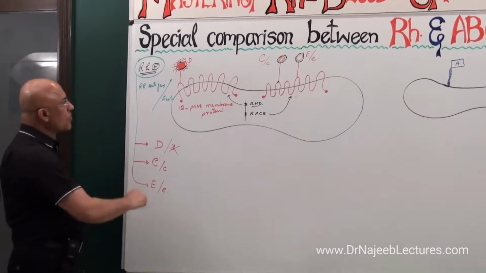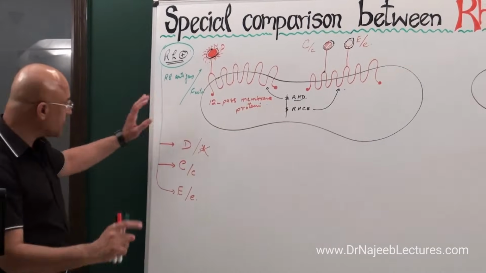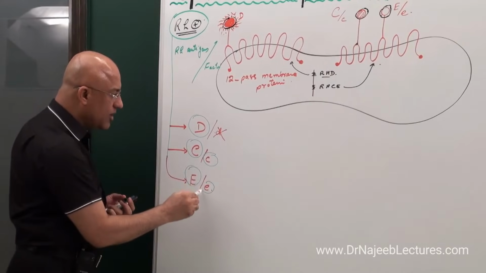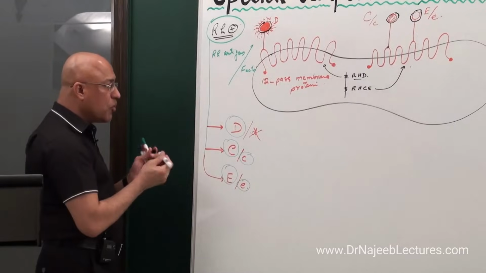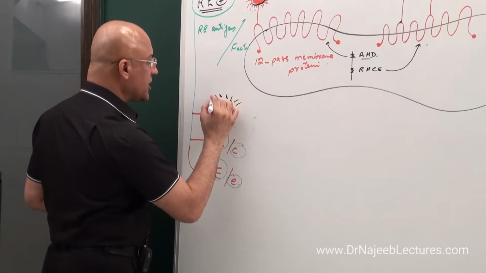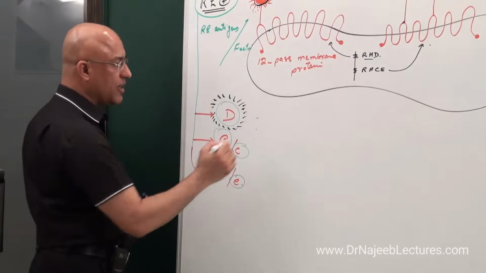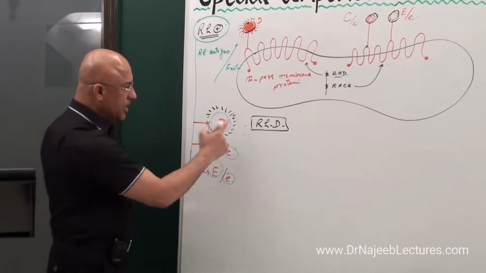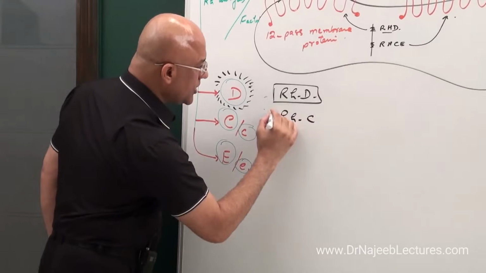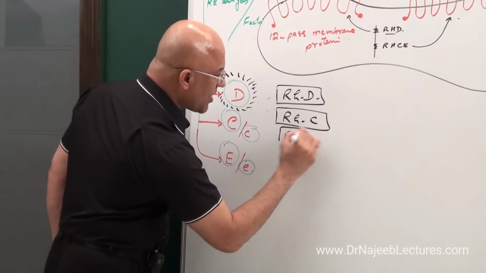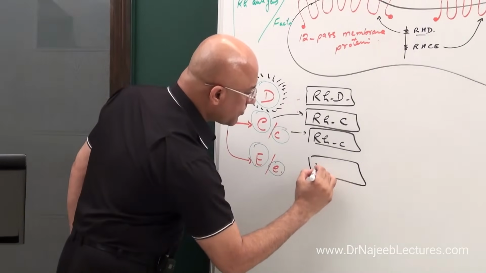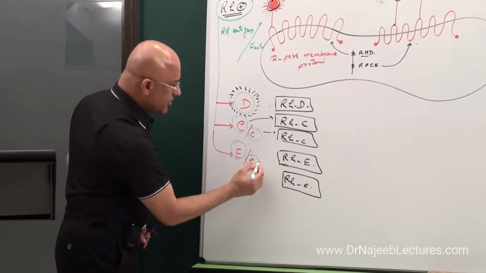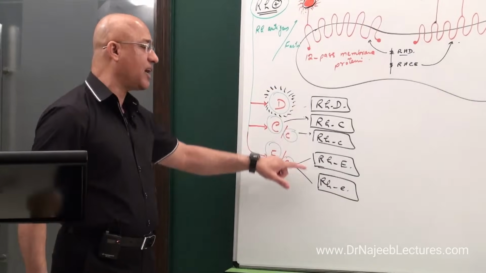Now we move forward. I told you there are more than 50 antigens. Out of those 50, 5 are the most important. Either big D antigen, big C or small c, big E or small e. But among all of them, the most important is the D antigen, or Rh-D factor. So these are the 5 most important Rh antigens: Rh-D, Rh big C, Rh small c, Rh big E, and Rh small e.